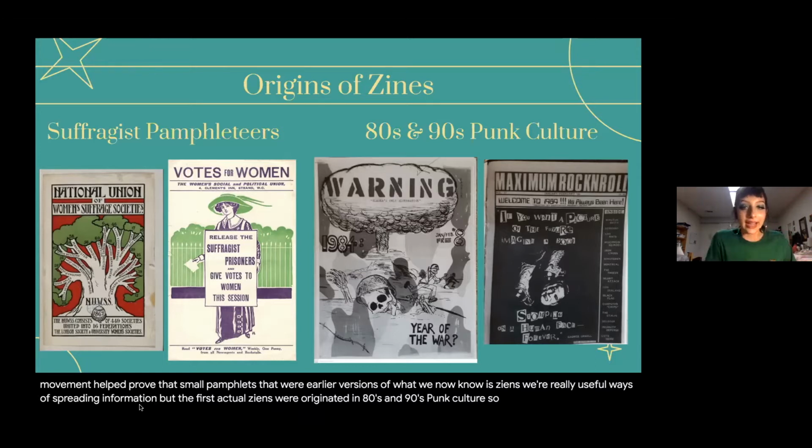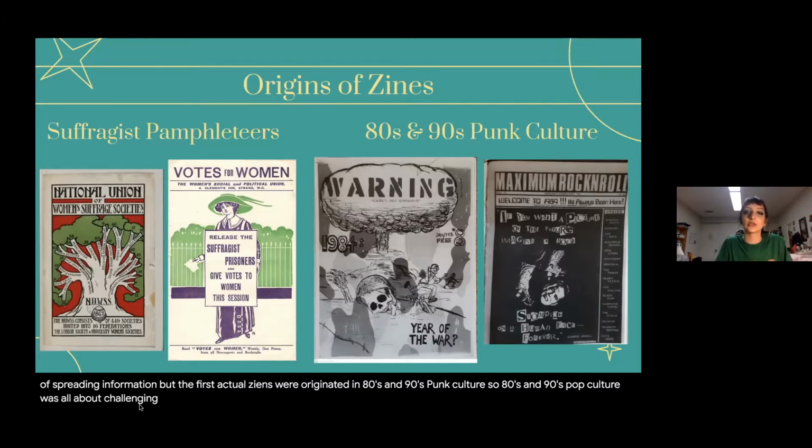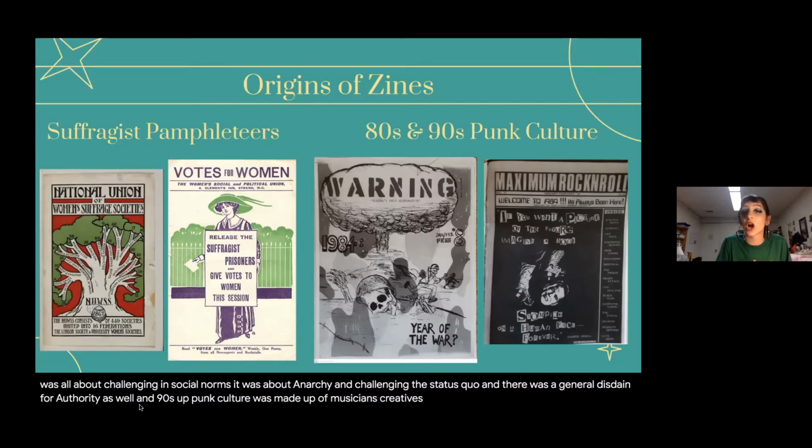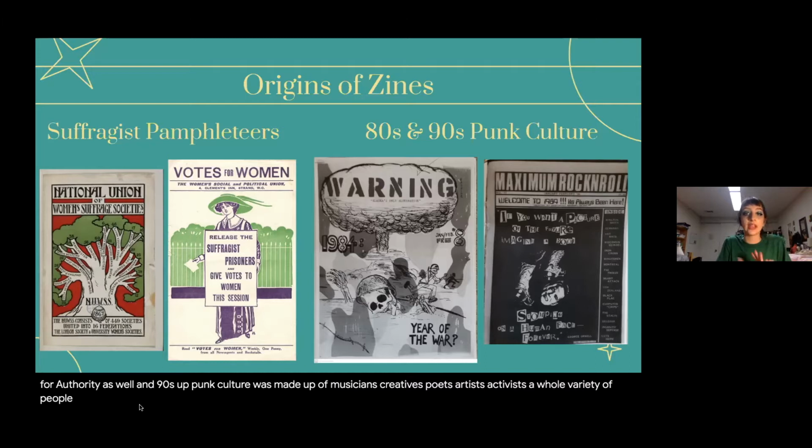80s and 90s punk culture was all about challenging social norms. It was about anarchy and challenging the status quo, and there was a general disdain for authority as well. 90s punk culture was made up of musicians, creatives, poets, artists, activists, a whole variety of people. And they used zines to spread information within each other.